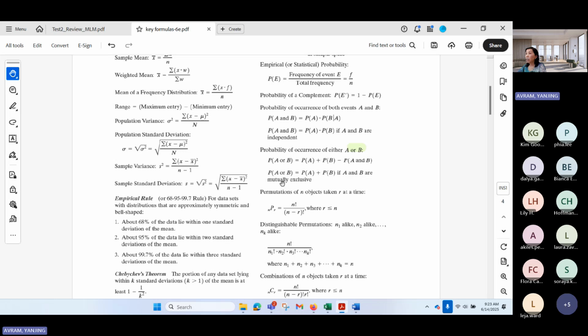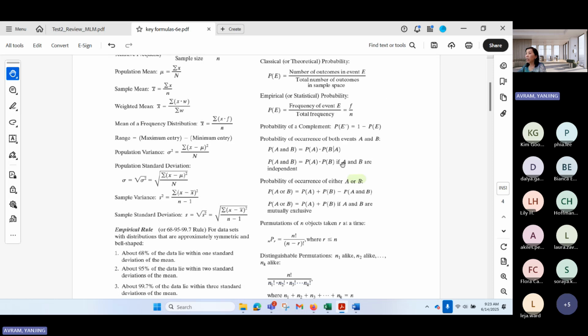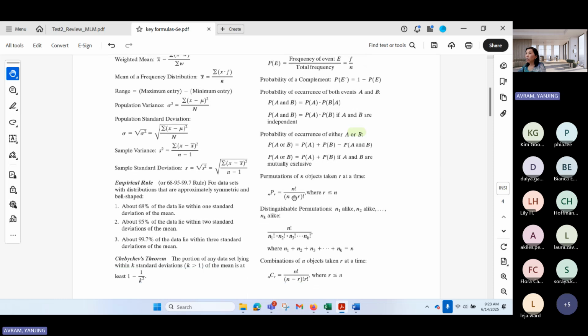All right, so you're going to have the probability of A or B is equal to probability of A plus B minus A and B once, if this one is not mutually exclusive. Okay, and if it is mutually exclusive, you just add A and B together because the combination of A and B will be 0 anyhow. So that is this one, right? Classical probability, empirical probability formula, complementary probability formula. So these formulas are all in here. So those are all the formulas.